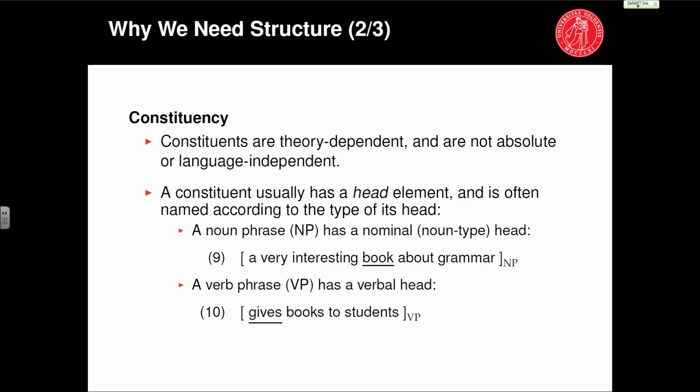And hence we'll say that book is the head of that NP, and it can, by virtue of being a noun, an NP headed by book, or a constituent, sorry, a constituent headed by a noun is what we will call a noun phrase.